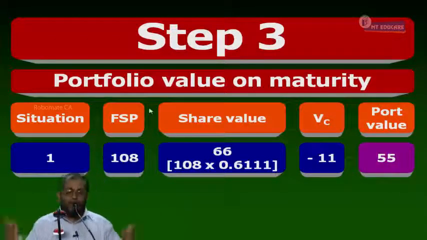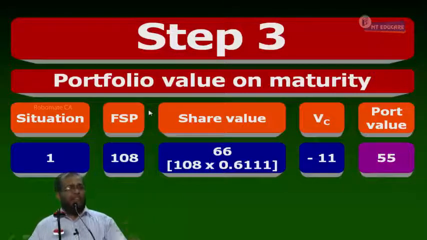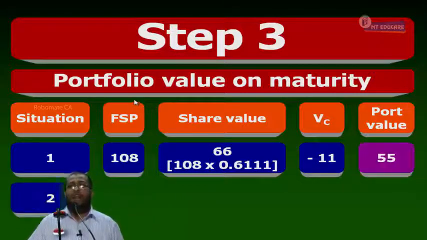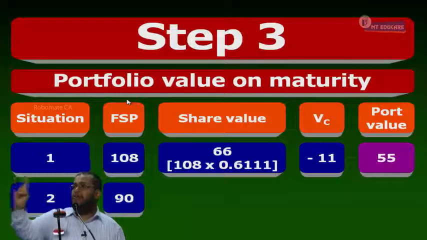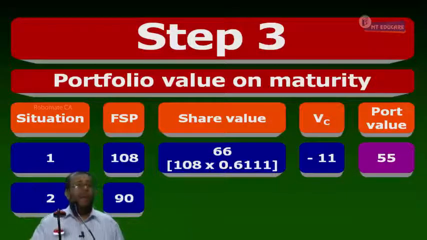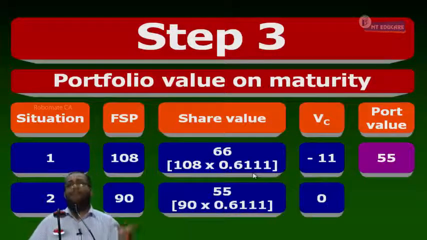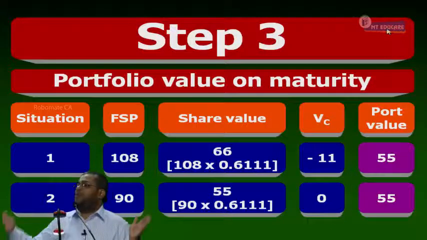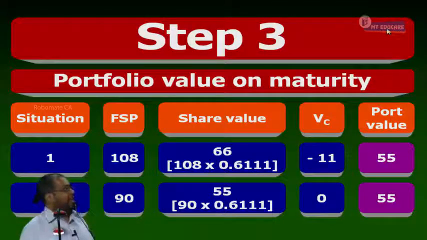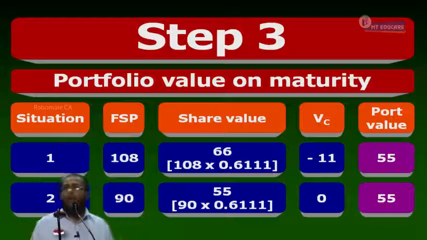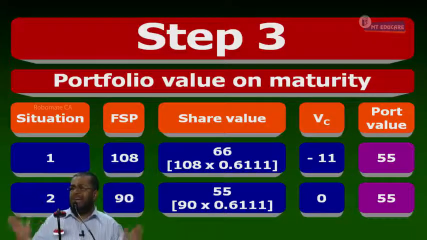Now if the FSP is what? 108. No, no, sir. FSP is not 108. FSP is what? 90. In that case, if I hold one share, what is my wealth? 90. I hold how many shares? 0.6111 shares. What is my wealth here? 55. The call is worthless. The portfolio value is 55. Respond yes or no? Yes. Whether the FSP is 108 or the FSP is 90, my portfolio gives me what? The same value of 55.